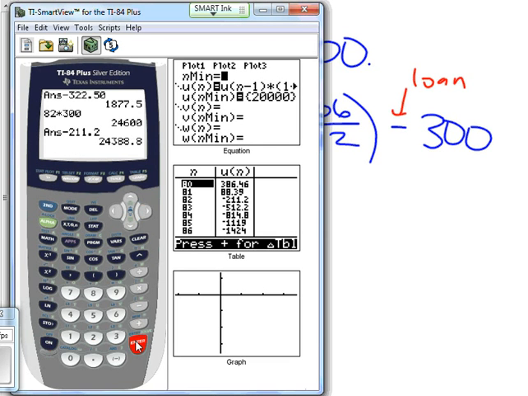Nope. $4,388. Why? Because you thought you were paying 20 grand for college. If you subtract off the 20 grand, that 4,000 is interest. The extra that's above the 20,000, that's the interest.